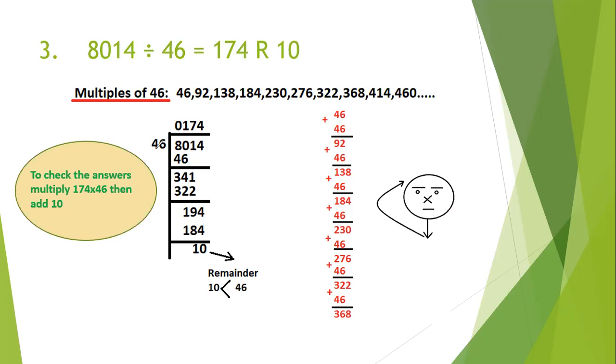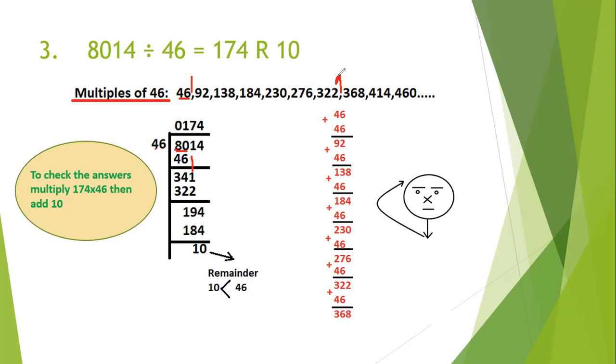8014 divided by 46. 8 is smaller than 46, so regroup, 80. 80 is here, okay, between 46 and 92. How many multiples before 80? Only one number, which is 46. So write one multiple. 1 times 46, 46. Subtract, don't forget to borrow. When we subtract, the answer is 34. Then get down 1.